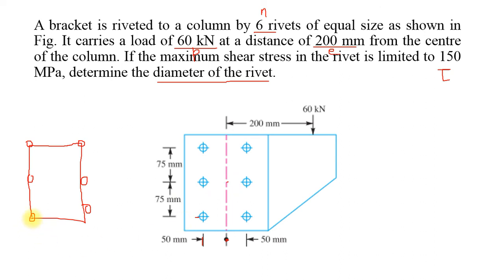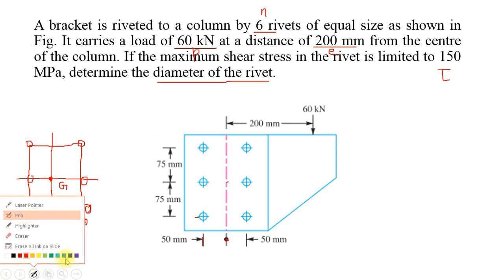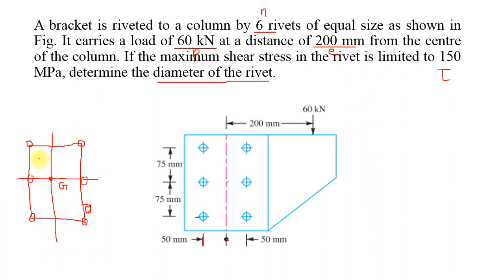If both intersect, I can find out the center of gravity. To be very clear, from here I measure 50 and draw a line, and from here I measure 75 and draw a line. So this is my center of gravity. There is no need of finding out x bar and y bar, which means the x bar and y bar values are given.